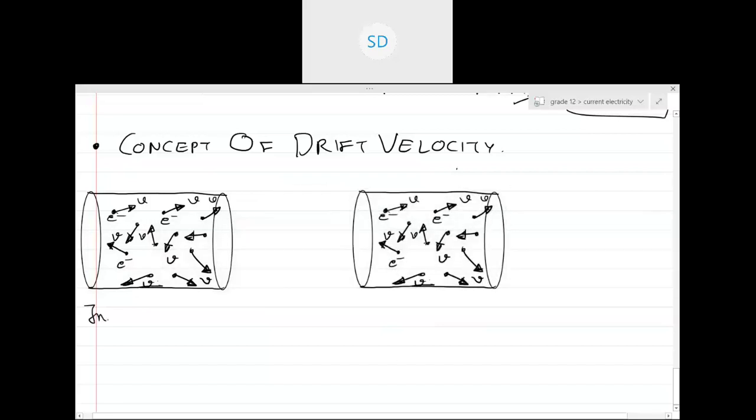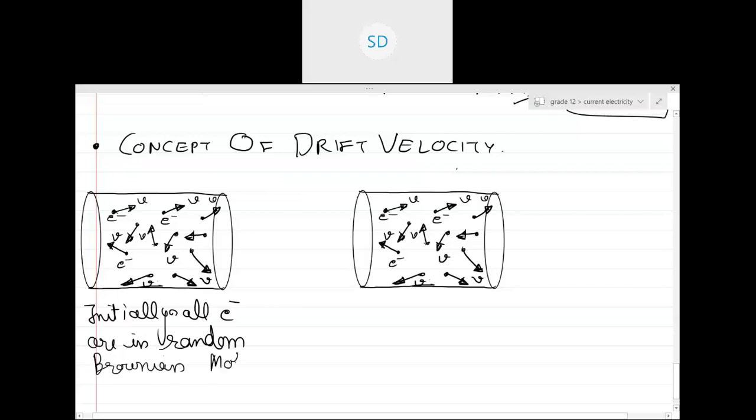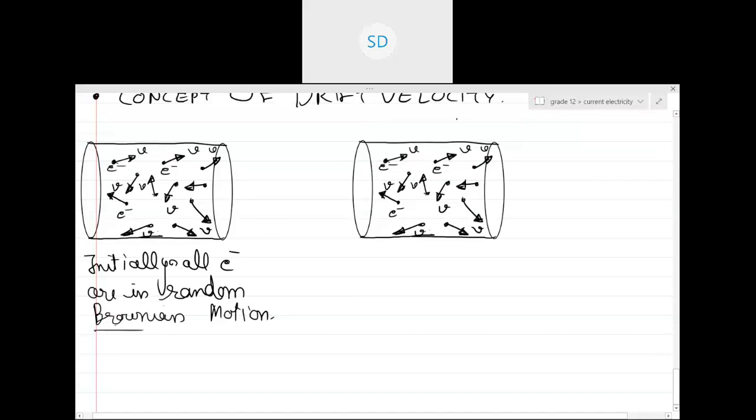So you can write down, initially all electrons are in random Brownian motion. Basically, this is the same guy who gave the Tyndall effect. Brownian motion is basically the random motion of all the particles, which is moving here and there, right? Initially, all electrons are in random Brownian motion because of their thermal energies, right or wrong?